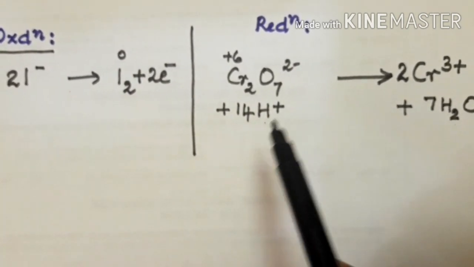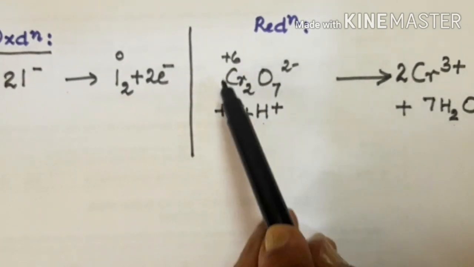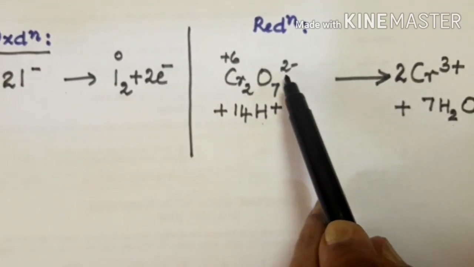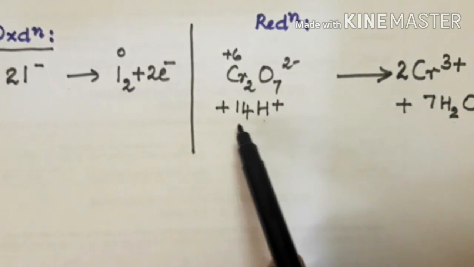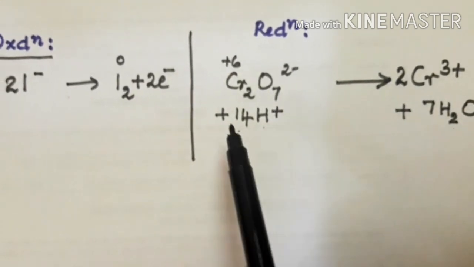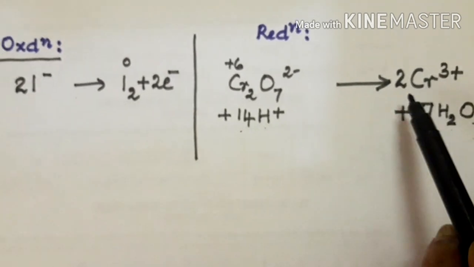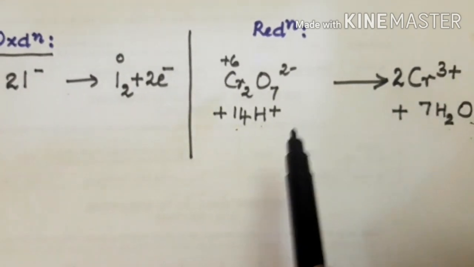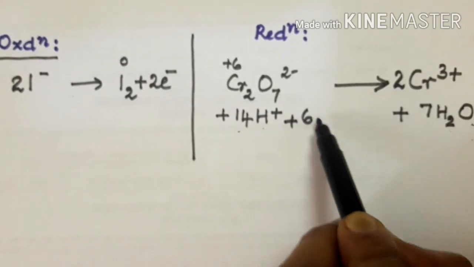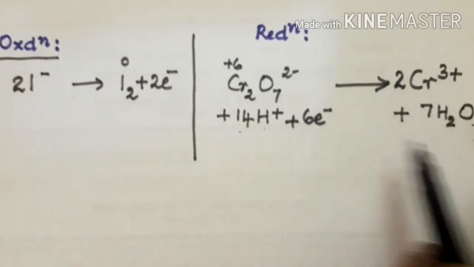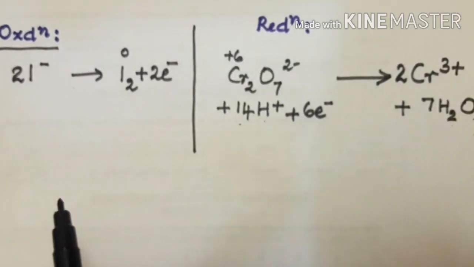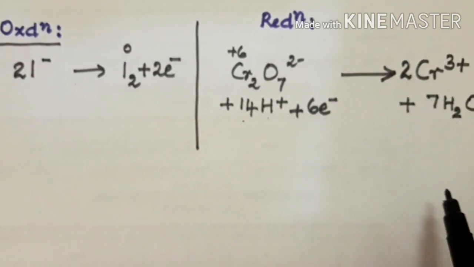Now check the charge. What is the total charge on Cr2O7 2 minus? It is 2 negative. And 14H plus. Together you will get plus 12 as the charge. This side we have only plus 6. That means 6 electrons are to be added this side so that it becomes equal. So these are the two different equations.